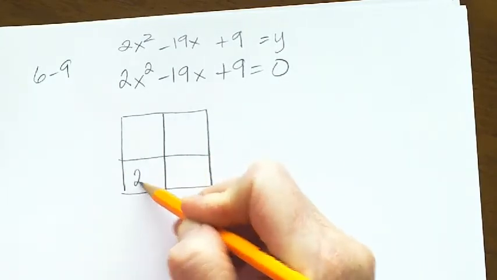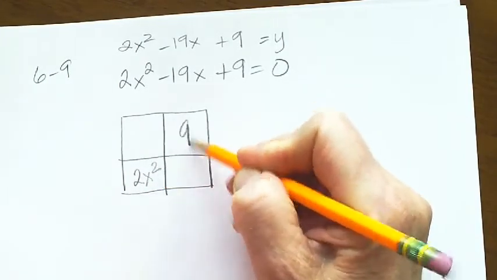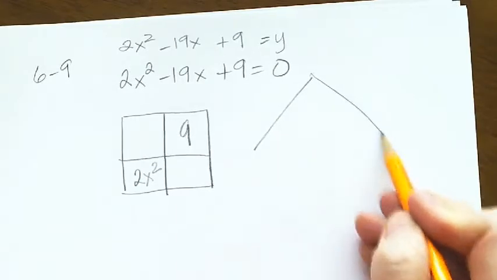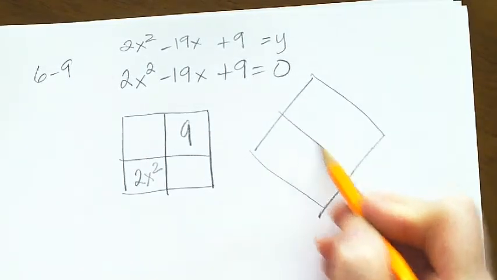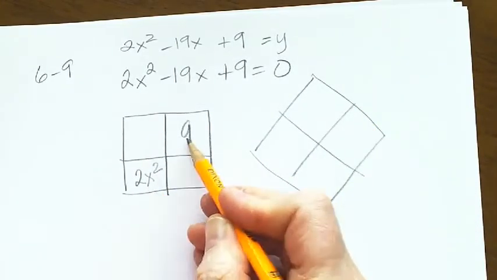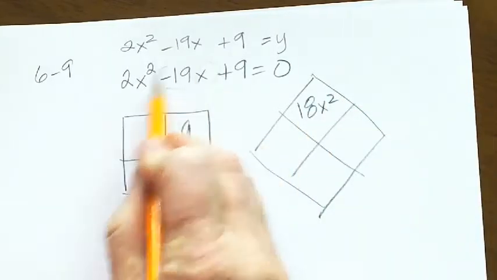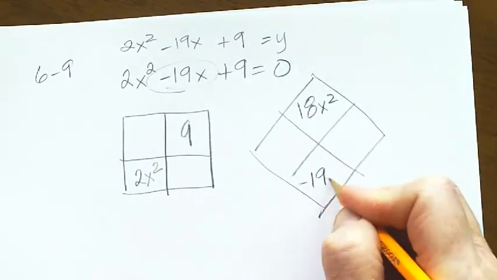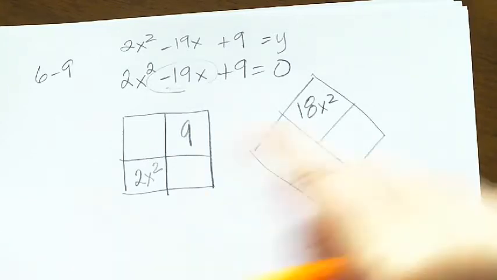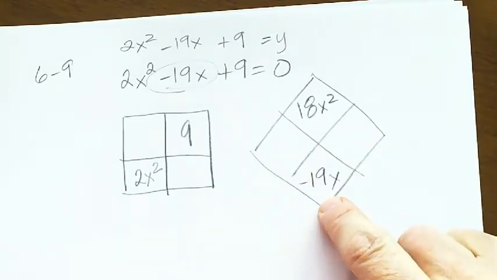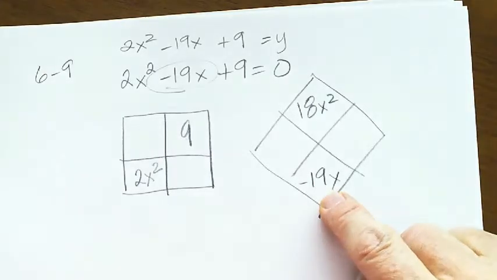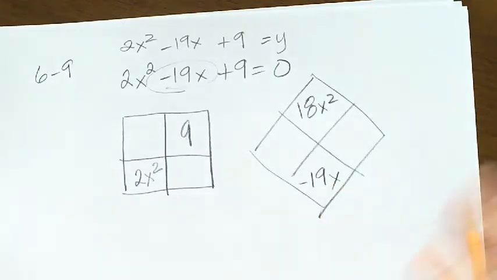My x squared term and my constant go in opposite corners. I multiply them to get the top of the diamond. I put my x term on the bottom of the diamond. So let's see, what can I multiply to get 18, but when I add it I get 19? Hopefully 1 and 18 just popped into your mind.